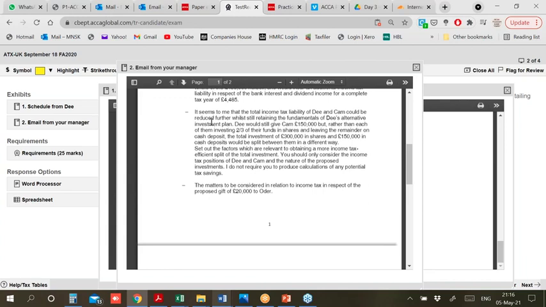I do not require you to produce calculations. That is a blessing, that I do not have to produce calculations. I just have to write of any potential tax savings. The matters to be considered, I will highlight this just so that I can remember that I do not have to produce calculations.